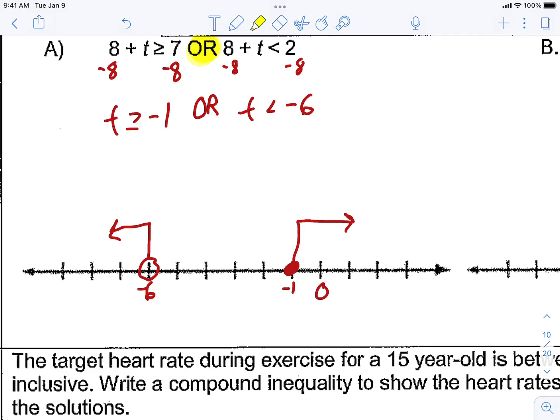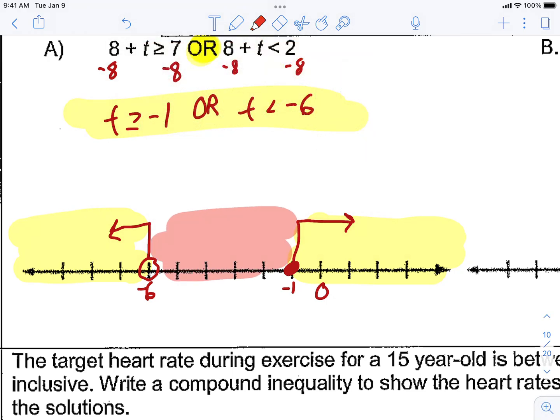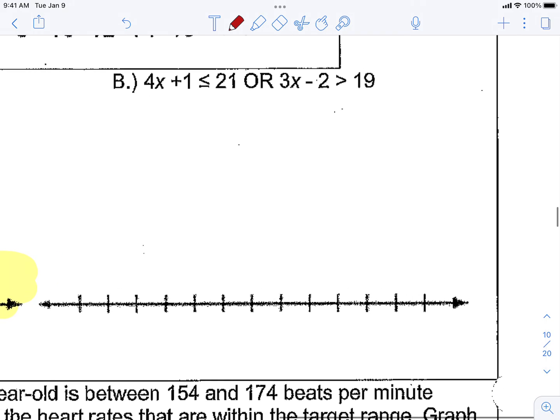Think about the solution. I need a number that is greater than -1 or equal to, or a number that is less than -6. Could you ever give me a number that satisfies both of those? You couldn't, right? Because our answers are either to the right here or to the left here. There's nothing in the middle as an answer. If it was between those, that would be an AND problem. So that's the gist between ANDs and ORs.